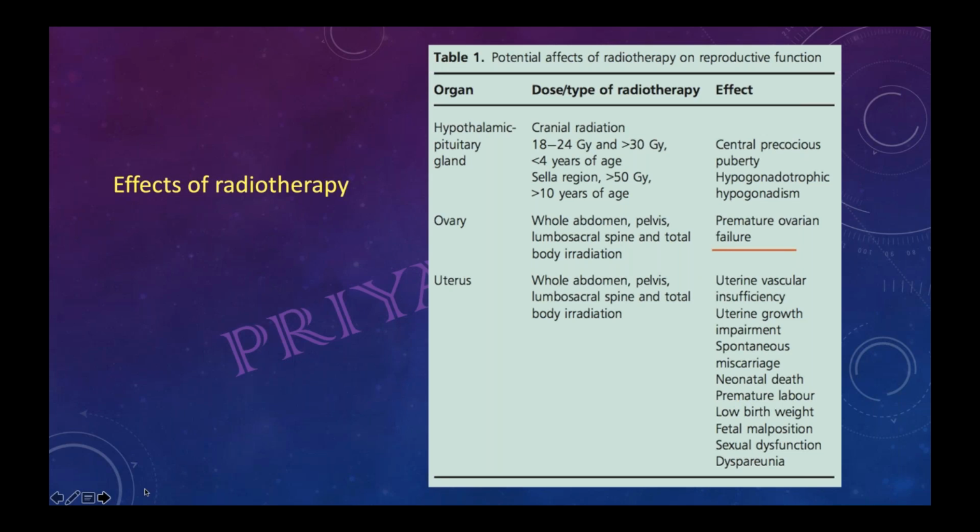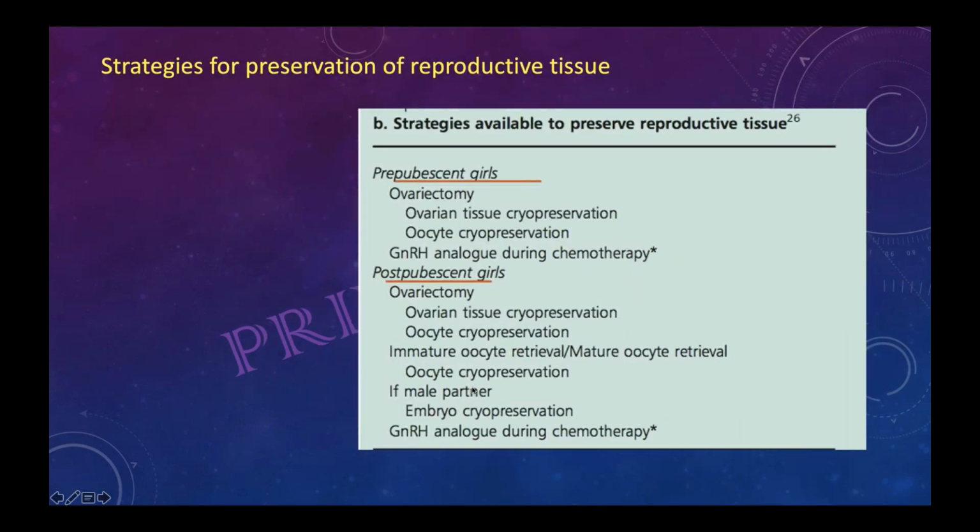Sometimes questions may come: what are the strategies for preservation of reproductive tissue? If a young child or adolescent is going for any kind of cancer treatment, we would like to do something to preserve reproductive tissue. So what can be done? Ovarian tissue cryopreservation, oocyte cryopreservation, or GnRH analog during chemotherapy.